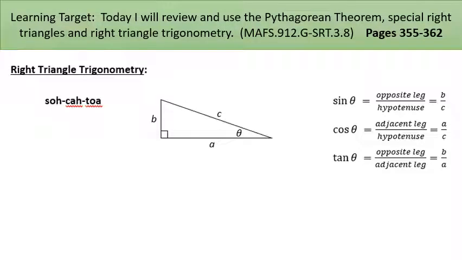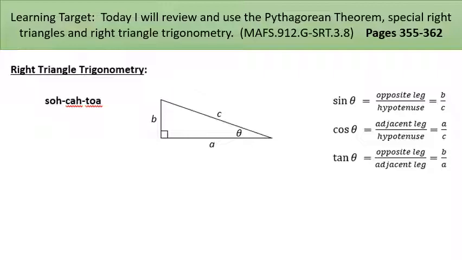Right triangle trigonometry, SOHCAHTOA. Some of you are like, oh, I love this. And others of you are like, oh, do we have to do this? Here's what you have to know. Sine, cosine, and tangent just describe the relationship between two sides of a right triangle. Okay, so you probably remember sine is the opposite over the hypotenuse, cosine is the adjacent leg over the hypotenuse, tangent is the opposite leg over the adjacent leg.